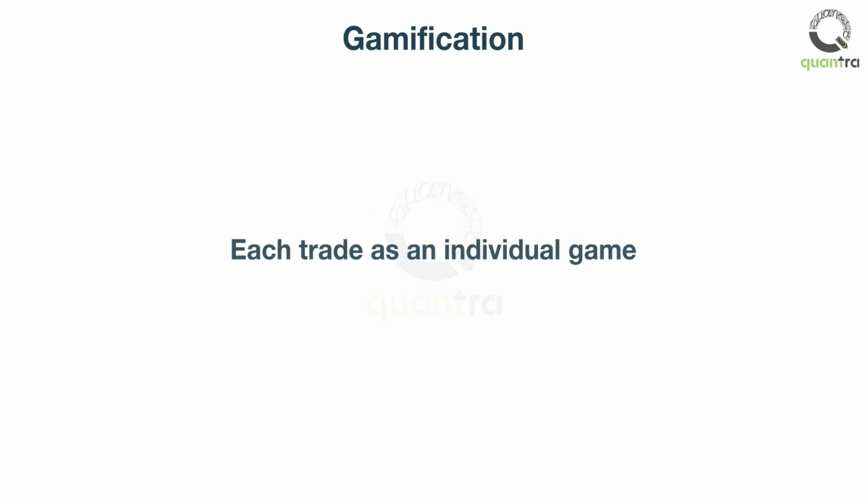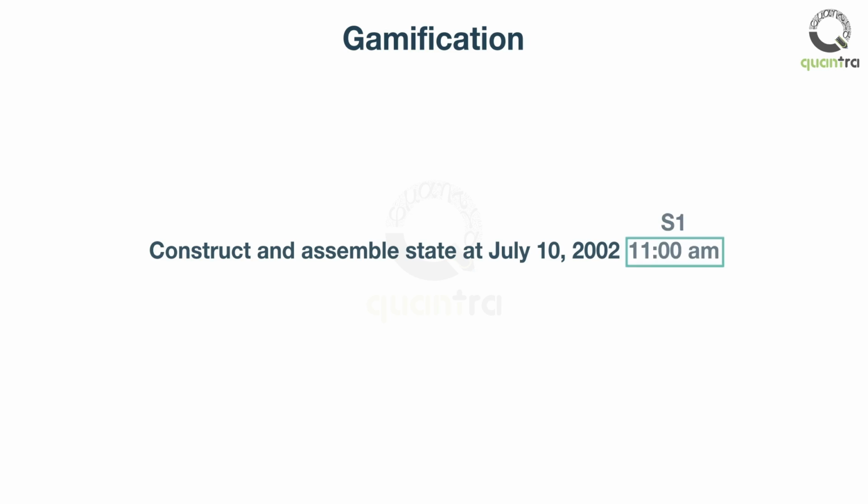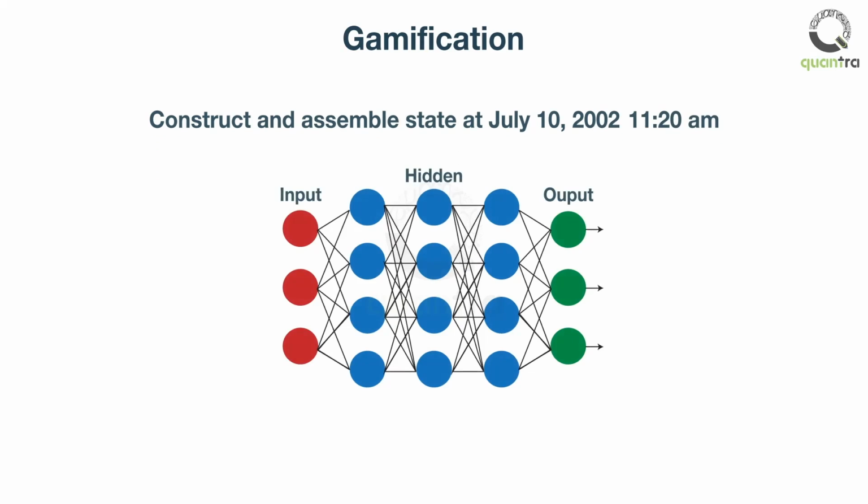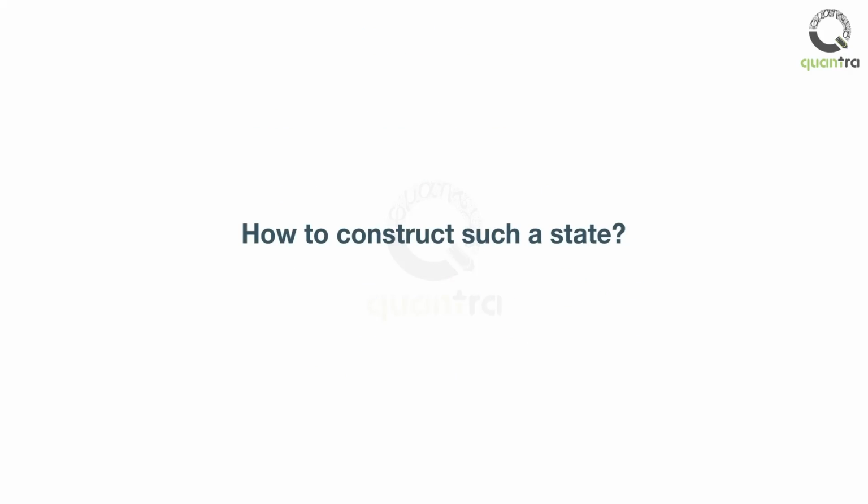Remember the idea of gamification, where we treat each trade as an individual game. Each step in the trading game requires the assembly of a new state. For example, you will construct a state on July 10, 2002 11 a.m., and again at 11:05 a.m., and so on. You have to construct the state such that it can be fed to artificial neural networks. Then, artificial neural networks predict whether to buy, sell, or hold based on the state. How to construct such a state?